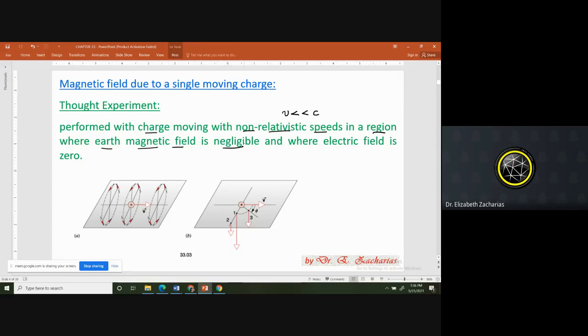You will ask, how do I do an experiment in a place where the Earth's magnetic field is negligible? You know that the Earth's magnetic field lies along the north-south. Earth is a magnet. And we have also seen that F_B is equal to qv cross B. So if you have a charge moving parallel or anti-parallel, then the Earth's magnetic field will not affect your charge. So that's the way you can get rid of the Earth's magnetic field.